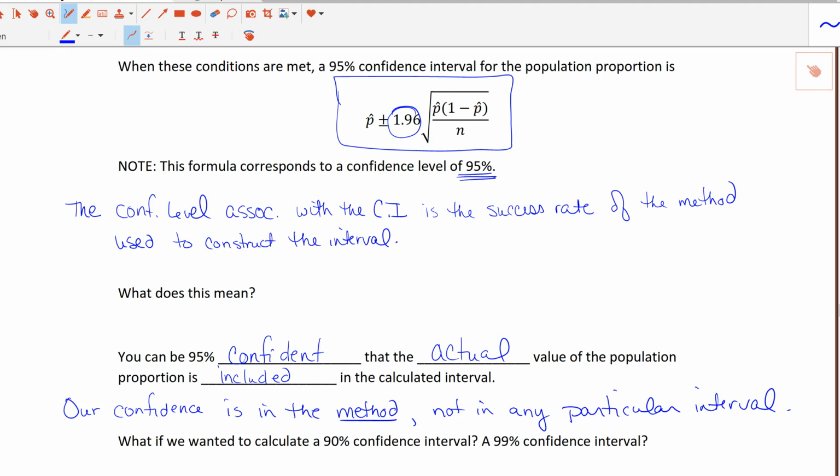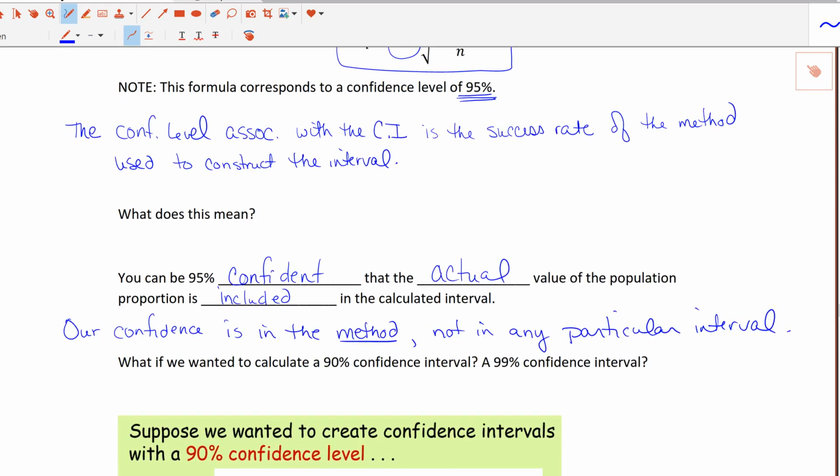So we can't say that we're 95% sure that this is the population proportion when we come up with a p-hat. It's not that we're confident that that's the value of p. We're confident that our interval includes the value 95% of the time.